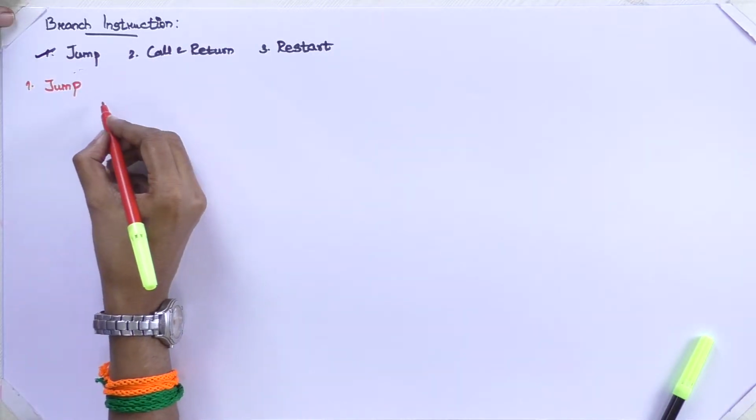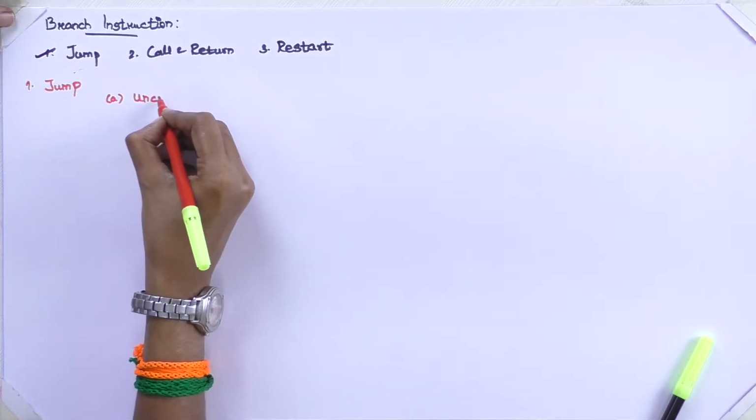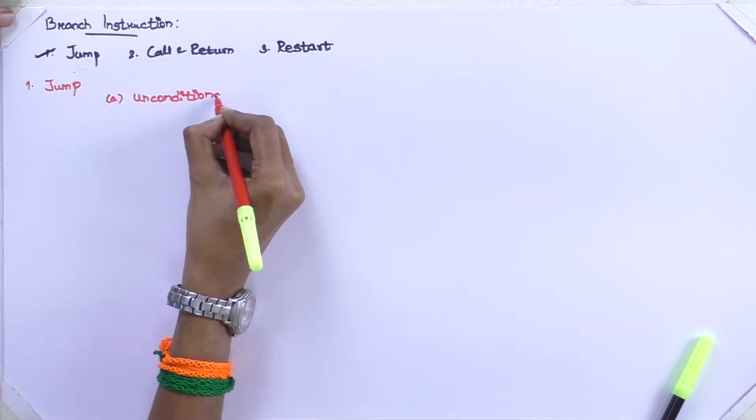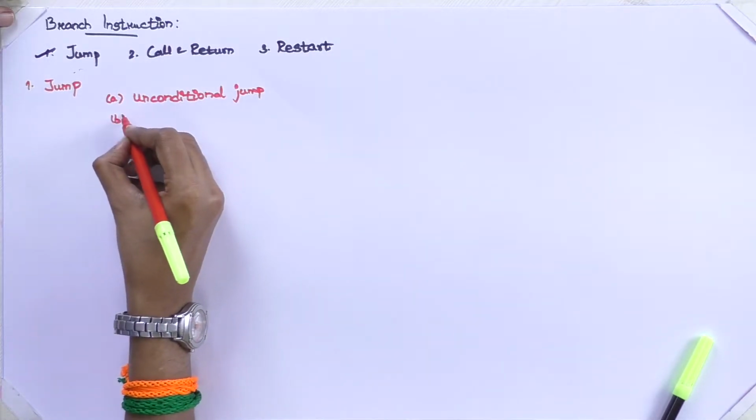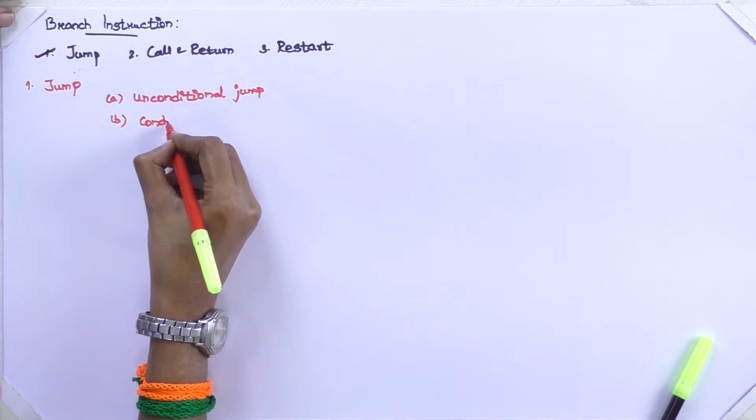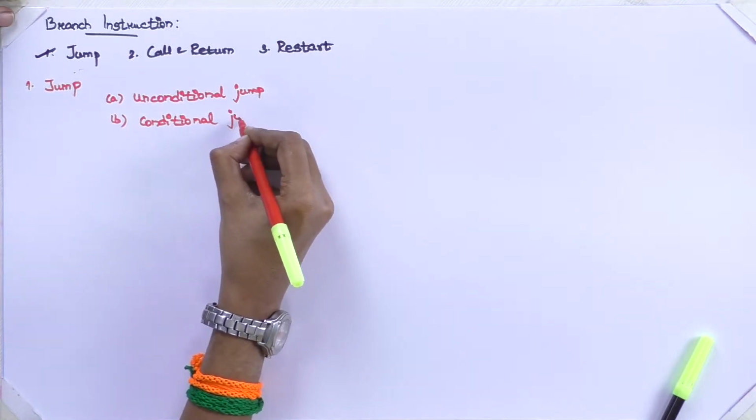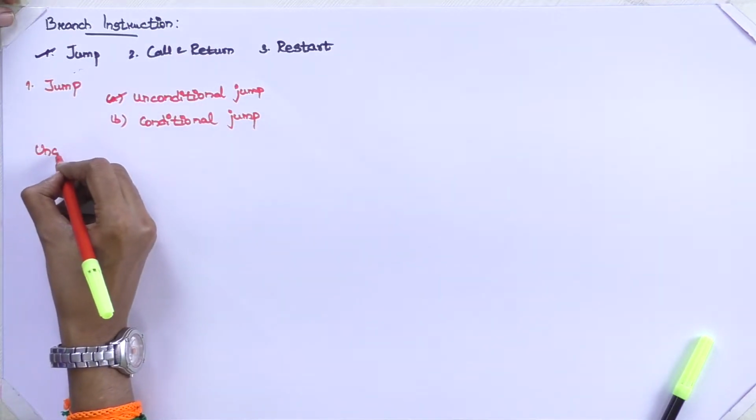The jump instructions are of 2 types. One is unconditional jump, and the second is conditional jump. First we will see about unconditional jump.